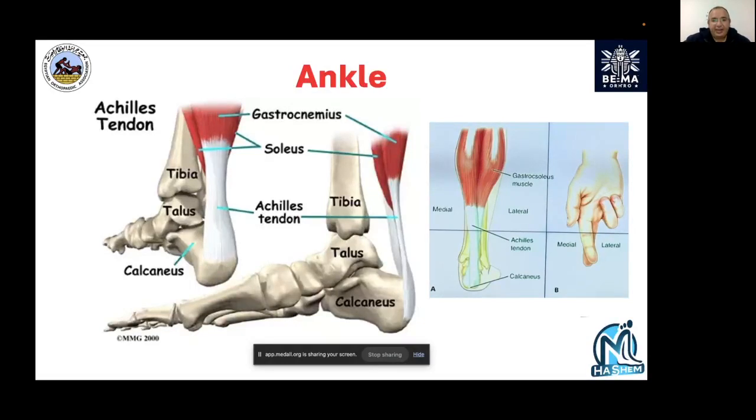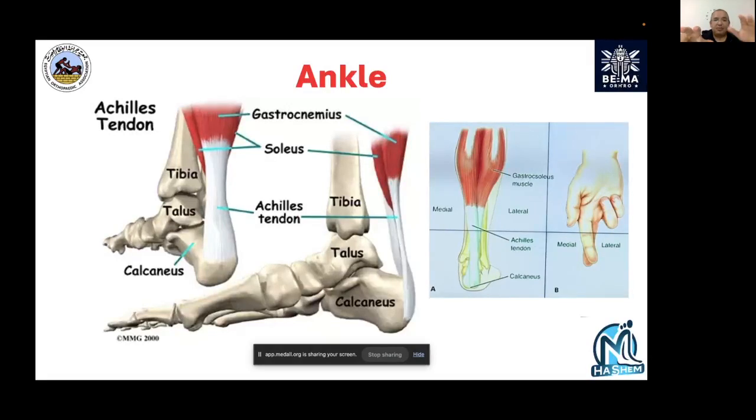Soleus separately, rather than the gastrocnemius, has a very, very important role in gait. We'll explain it in gait, but keep it in your mind. What is the role of soleus? And you have to ask yourself, if there is a gastrocnemius with two big heads, why do we need a soleus? This question, remember, I will answer it in the gait part.